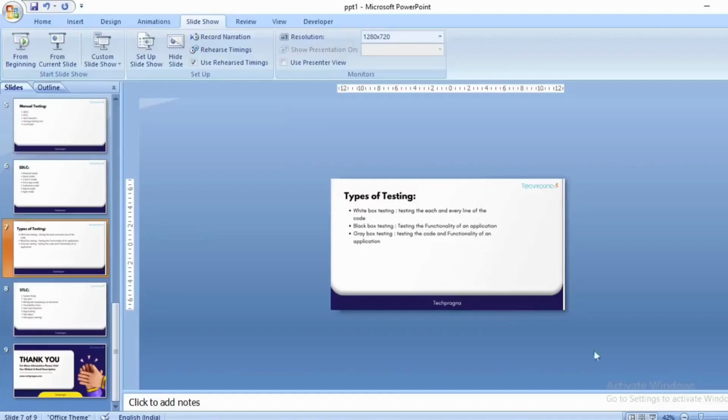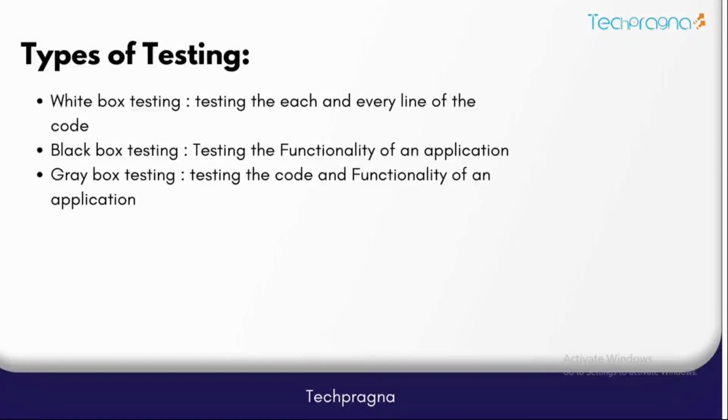And like that, we have many testings, like usability testing, whether the application is user friendly or not, and globalization, when the application is developed in multiple languages, whether it works in all languages or not. We have many types of testing, we'll discuss later. And gray box testing means testing the code and functionality of an application, which a test engineer who is good in programming is going to do. Testing the code and also the functionality of an application is called gray box testing.